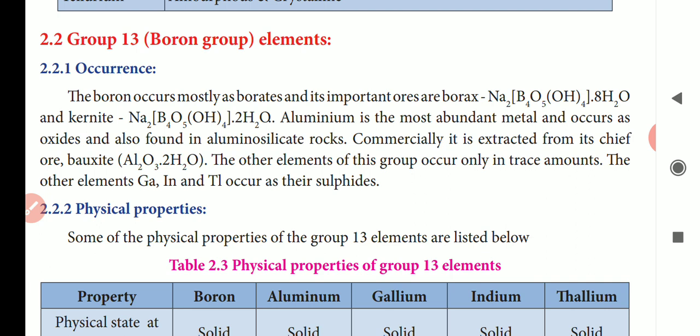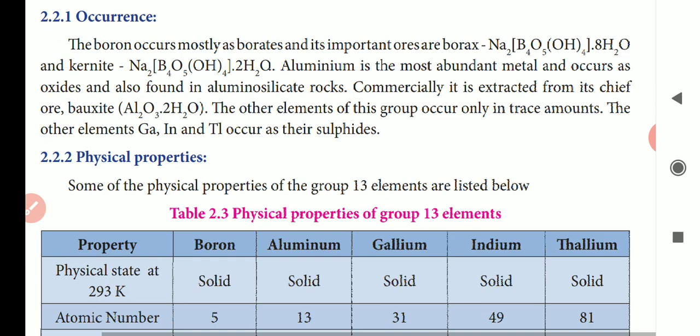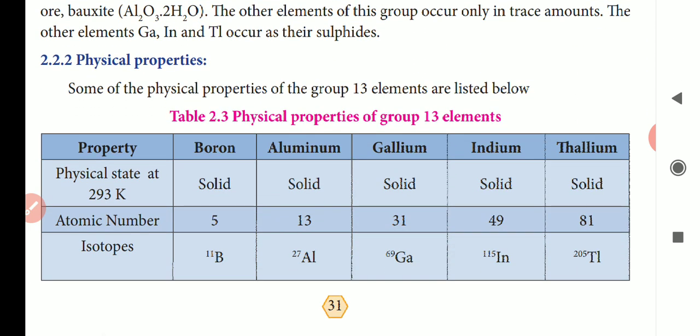Now we will discuss the important physical properties of the boron family. Some physical properties of the group 13 elements are listed below.